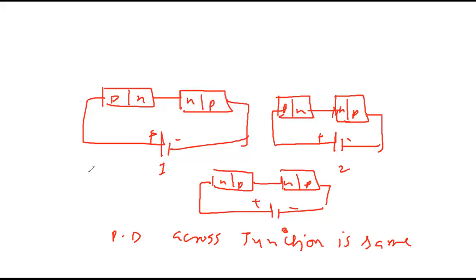पहला meaning समझ लो इसका. Viti, can you hear? Yes, sir. The question is: potential difference across junction is same, then it is first वाला, second वाला और third वाला, और ऐसा combo दिया है.